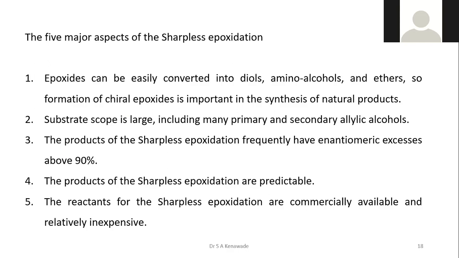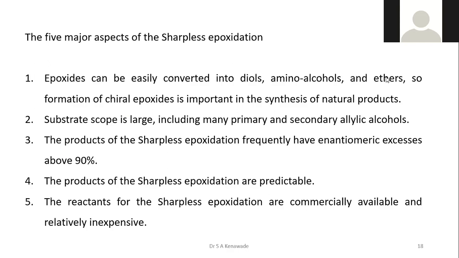Then, the fourth one is that the products of the Sharpless epoxidation are predictable. We are very much familiar with the mechanism. If plus DET is used, then oxygen is delivered to the alkene from the bottom face. And if we use minus DET, then oxygen is delivered to the alkene from the upper face, the top face. The reactants for the Sharpless epoxidation are commercially available and relatively inexpensive. They are easily available and cheaper.